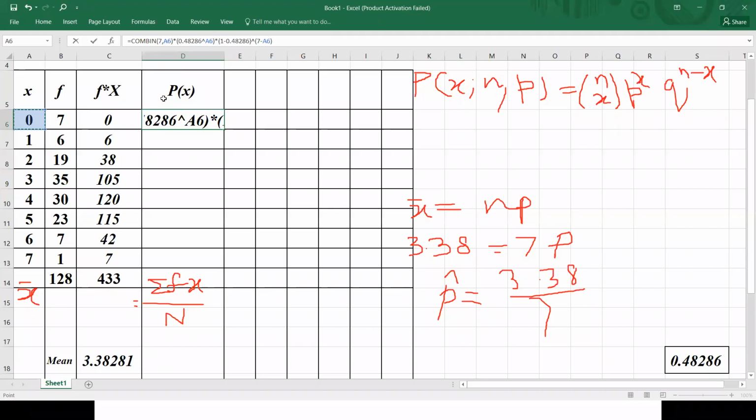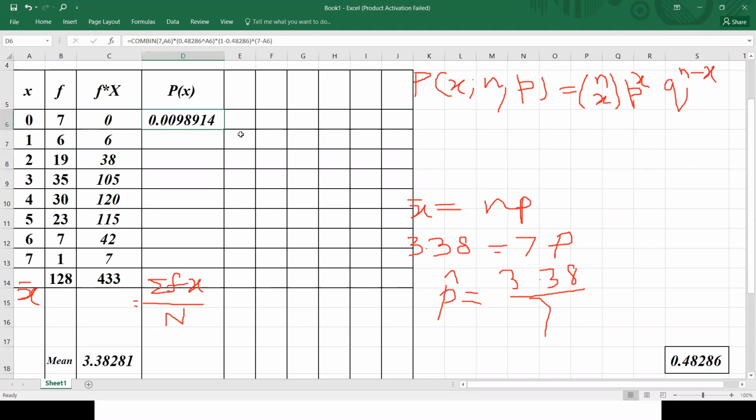Now you can see the complete formula. Combinatorial NCX, 7 combination X. X is A6. Then P raised to the power X. P is 0.4286 raised to the power X. And 1 minus P, which is Q, Q raised to the power N minus X. Again, I use 7 minus A6. This is the formula for computing the binomial probability.